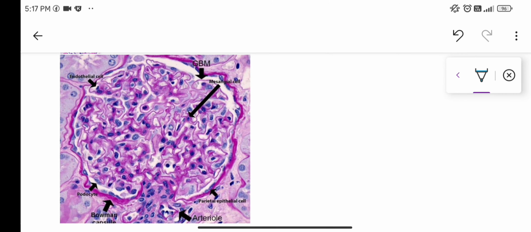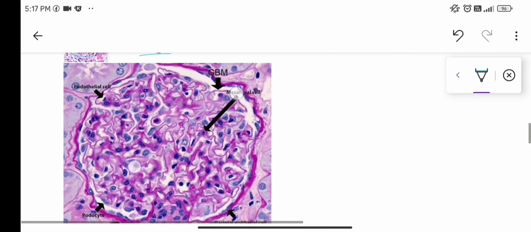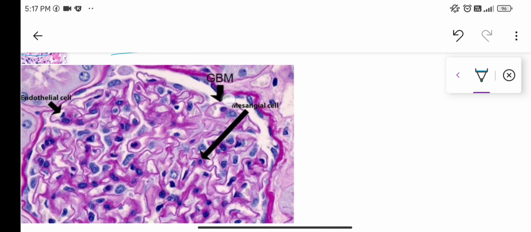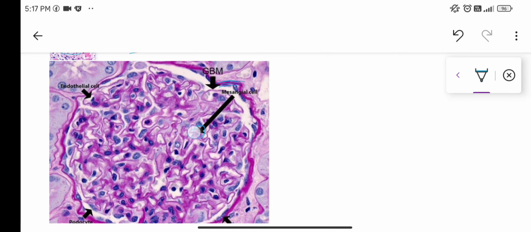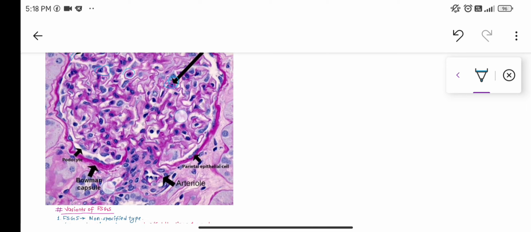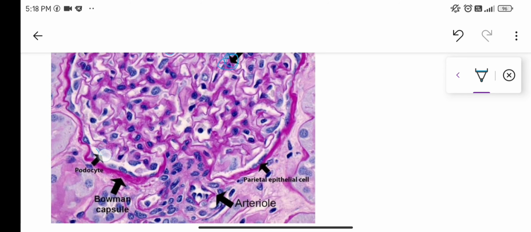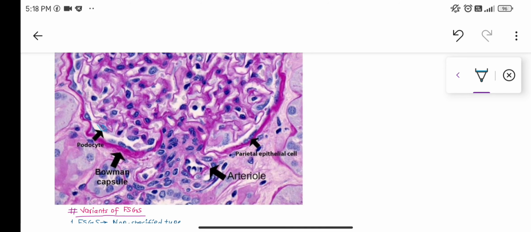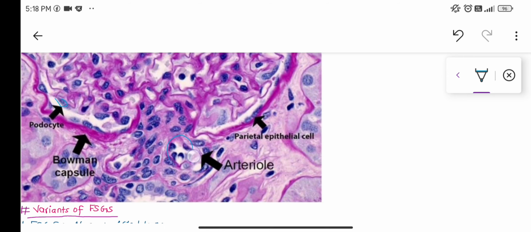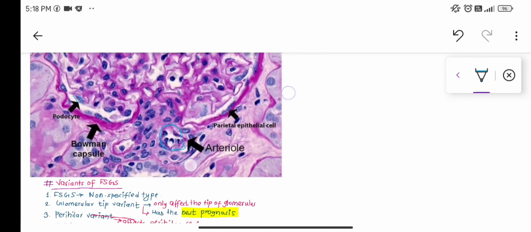This is also a biopsy of a normal kidney. In the normal kidney you can see this is the normal thickness of the glomerular basement membrane. These are the cells with round nucleus, these are the mesangial cells, and these are the endothelial cells. They are lining the capillaries, and they are flat. These are the podocytes, and these are the arterioles that are present side by side to the glomerulus.